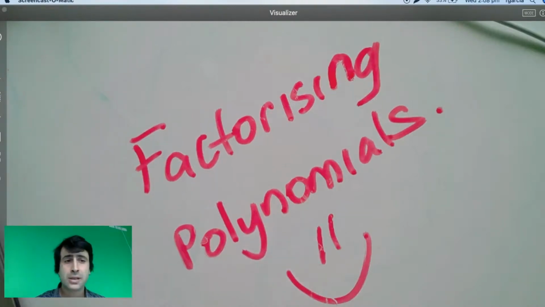Hi guys, here's our next lesson for extension. Now, what we're doing today is basically factorising polynomials. It's really just building on this long division that we did last lesson.